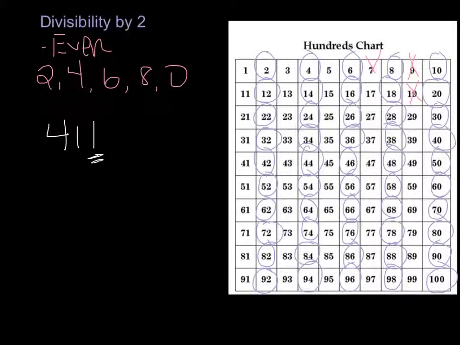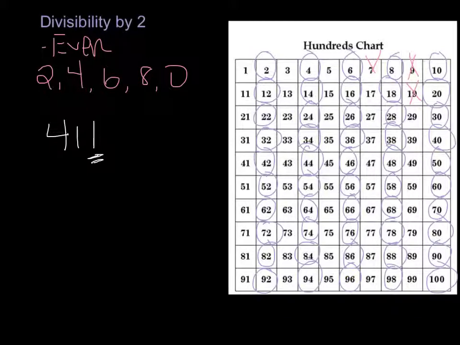So the divisibility rule for 2 is very simple. In order to know whether a number is divisible by 2, you just need to look at the number in the ones spot, and your number needs to be even. So if you have a 2, a 4, a 6, an 8, or a 0 in your ones spot, that means you have an even number, and that means it's divisible by 2.